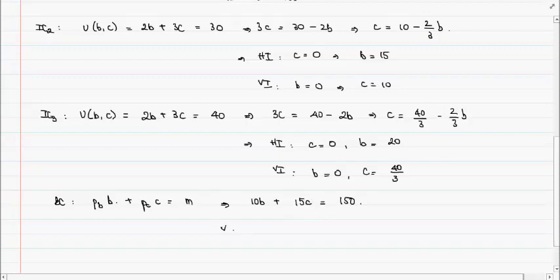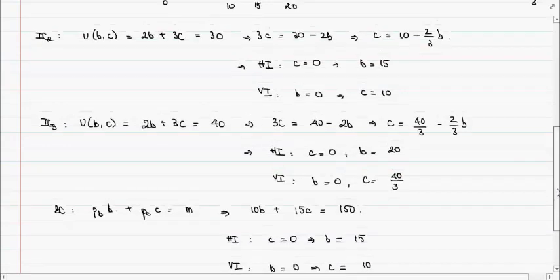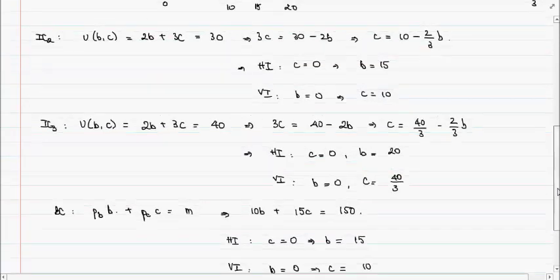So if I want to find again, to draw it on a diagram, I just have to find a horizontal and vertical intercept. So horizontal intercept, where I make C equal to 0, then I find that B equal to 15. Okay, it's from this equation over here. And vertical intercept is where I make B equal to 0, and so therefore I find that C equal to 10. So I got 2 points.